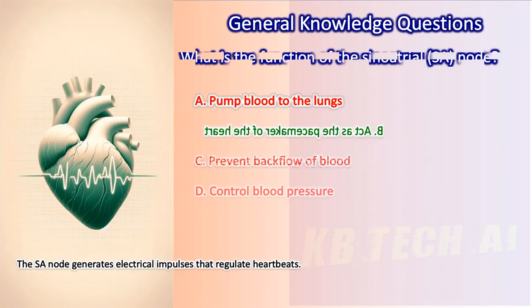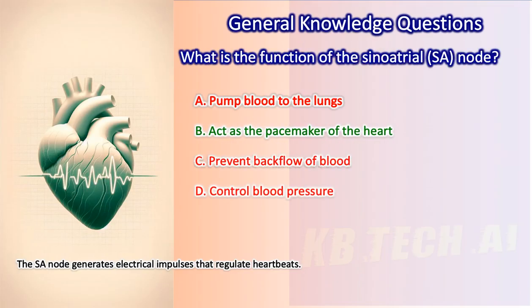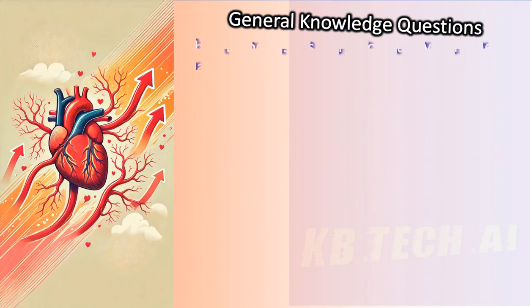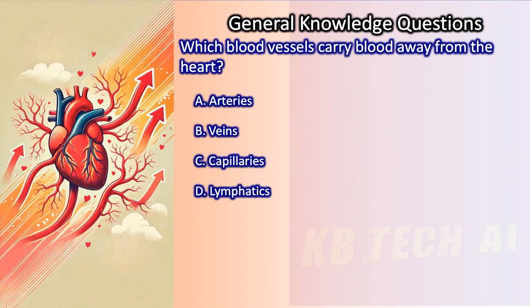The answer is Option 2. Act as the pacemaker of the heart. Which blood vessels carry blood away from the heart? Option 1. Arteries. Option 2. Veins. Option 3. Capillaries. Option 4. Lymphatics.